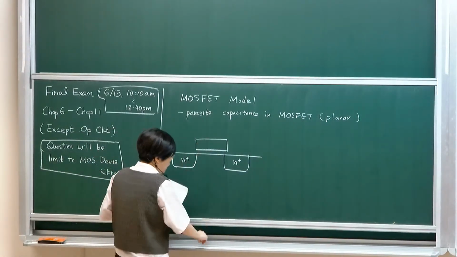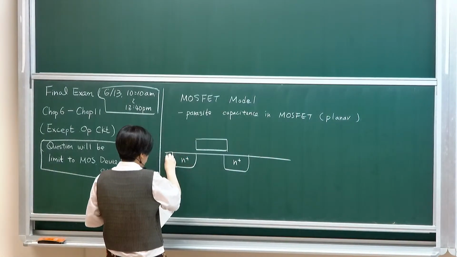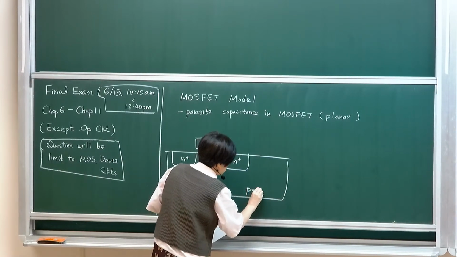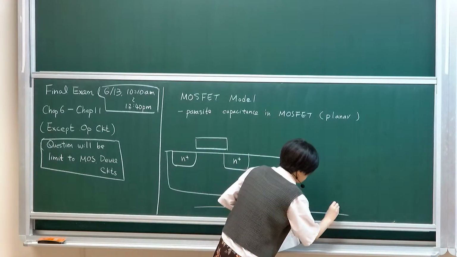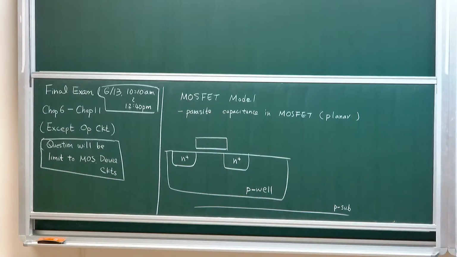So this is the gate. And as I said, for a CMOS process, you would build a well. This is called a P-well in a substrate, whatever substrate that is. It can be a P-sub. And then you have contacts to these terminals.